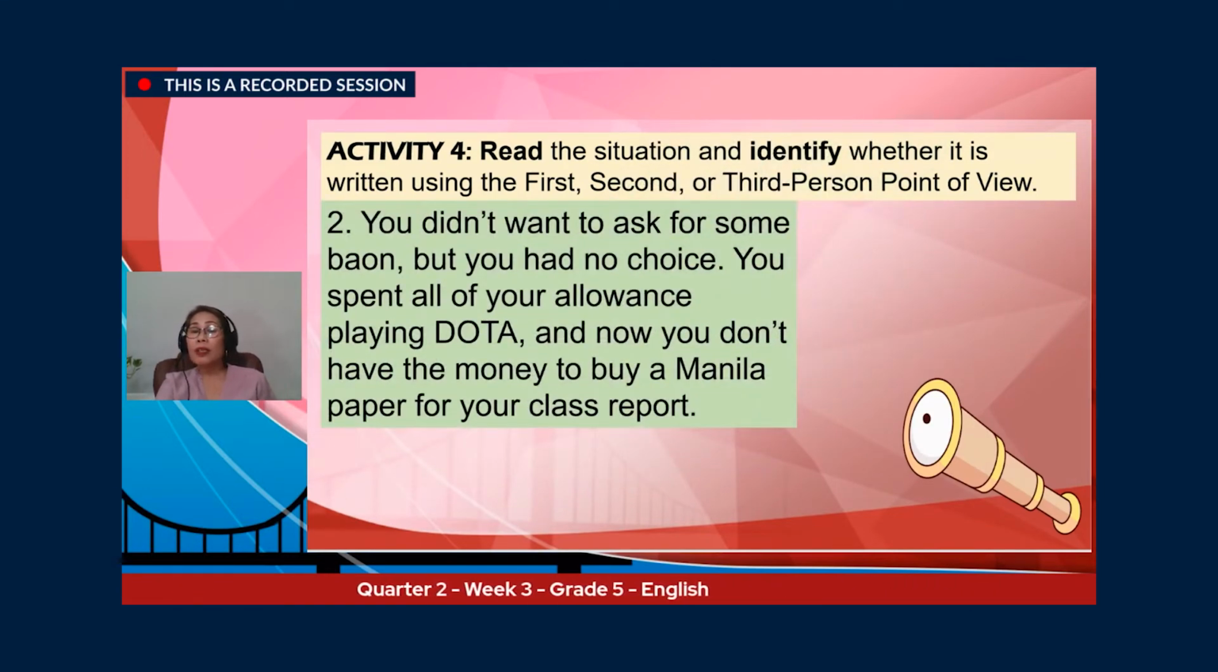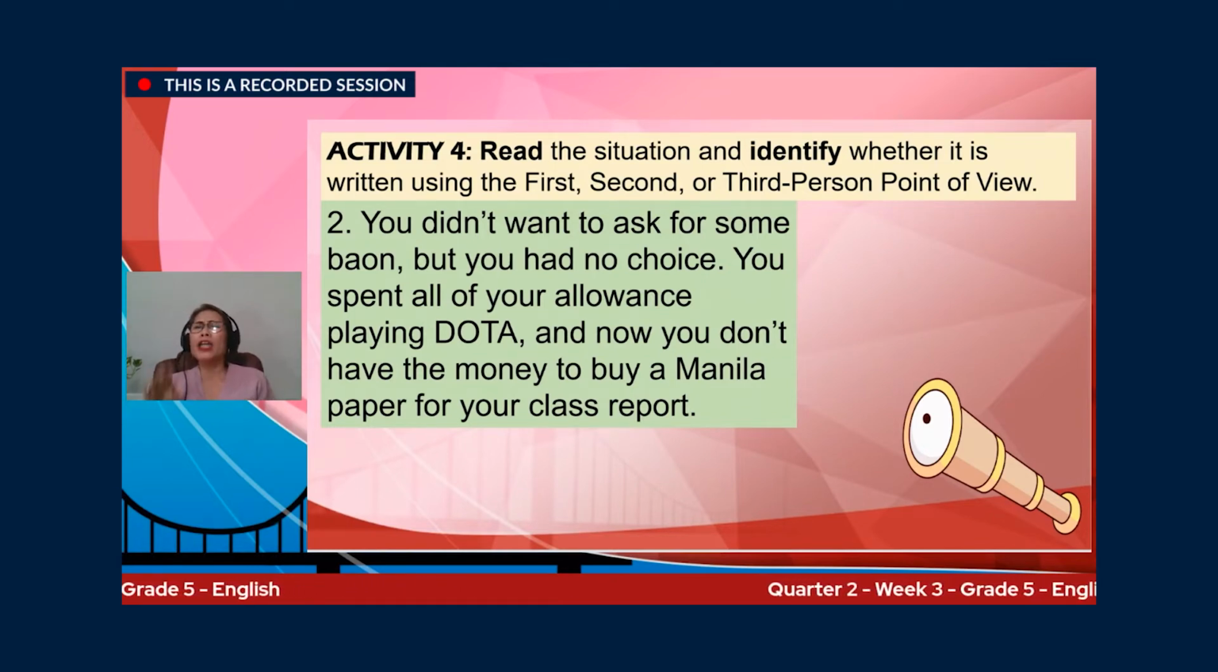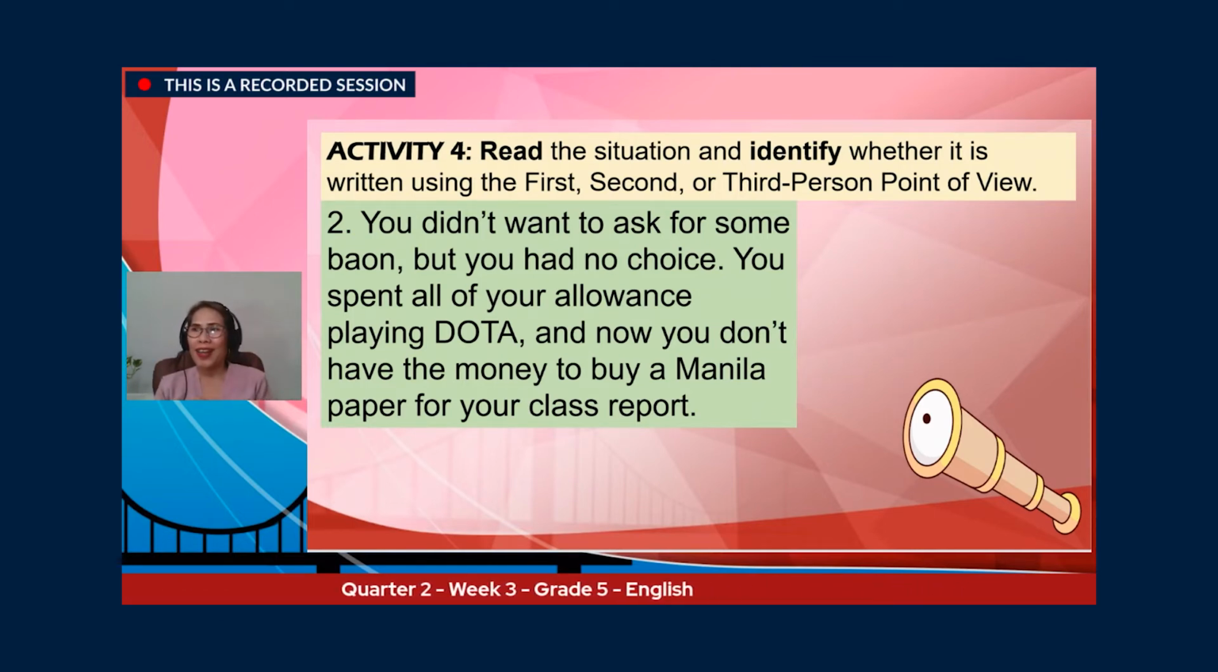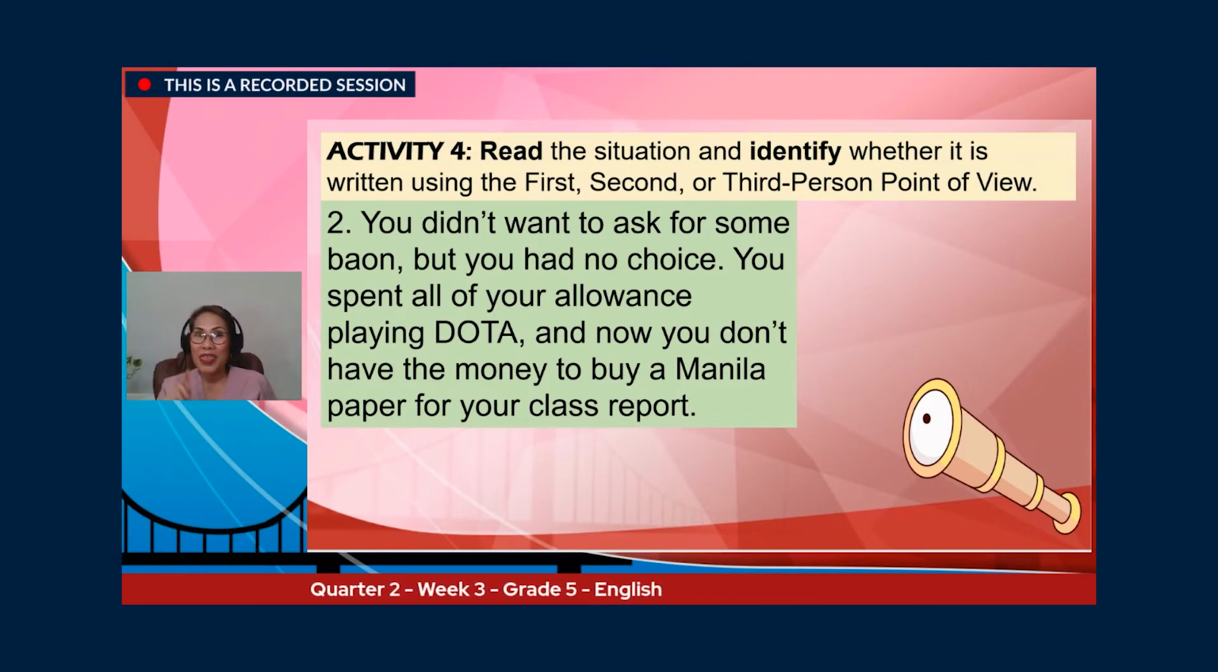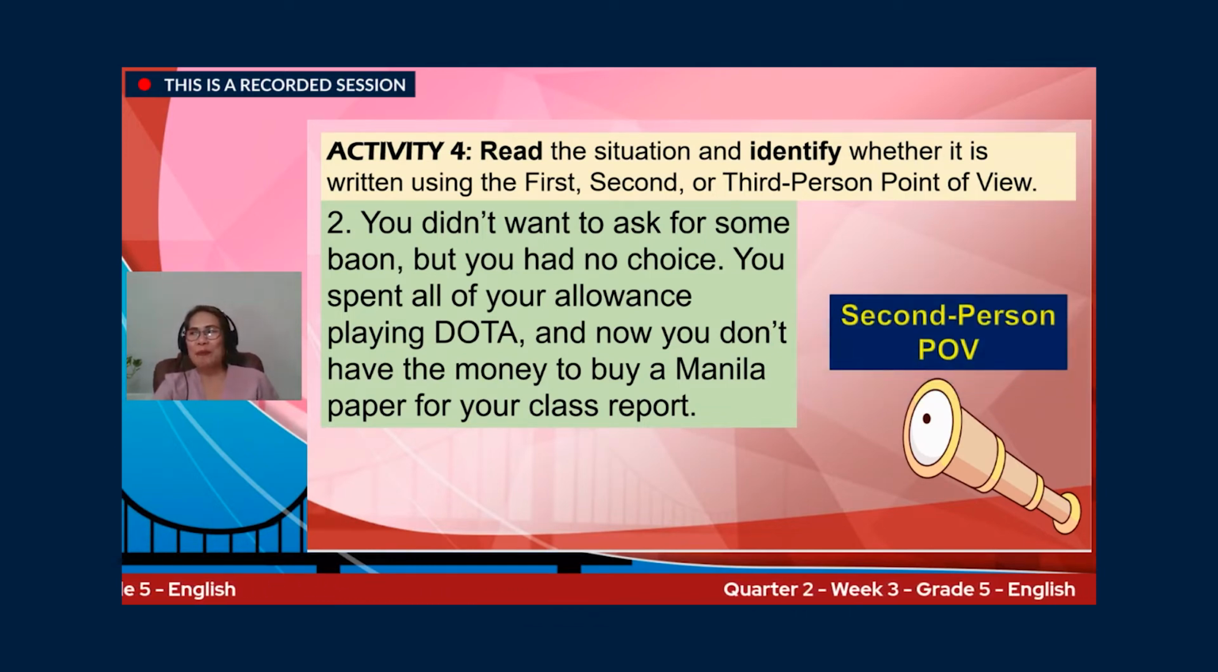You didn't want to ask for some baon, but you had no choice. You spent all of your allowance playing Dota, and now you don't have the money to buy a manila paper for your class report. What are our clues there? The word and the product? Yes, it's you. A lot of yous there. And that is, very good. Second person point of view.